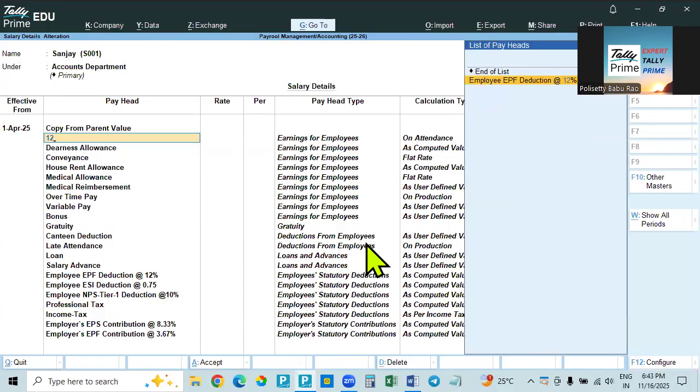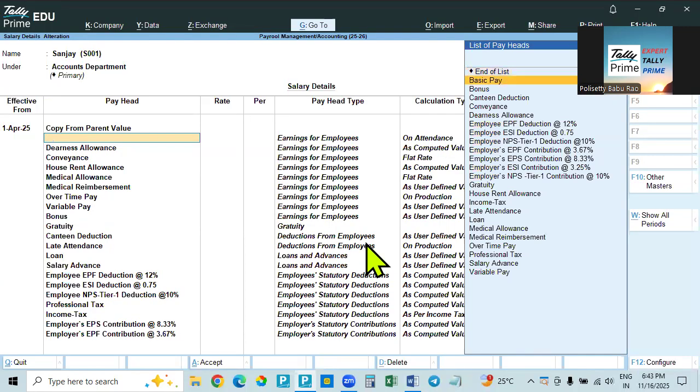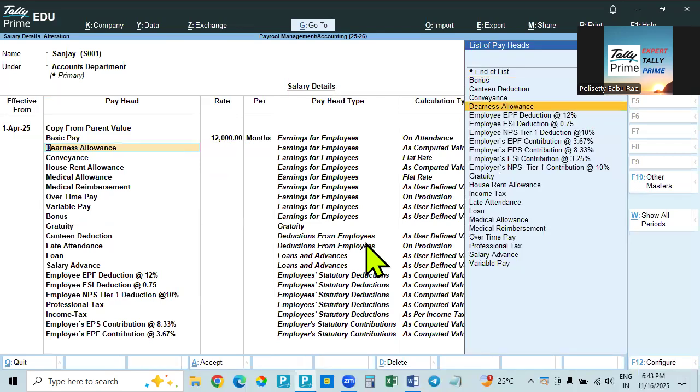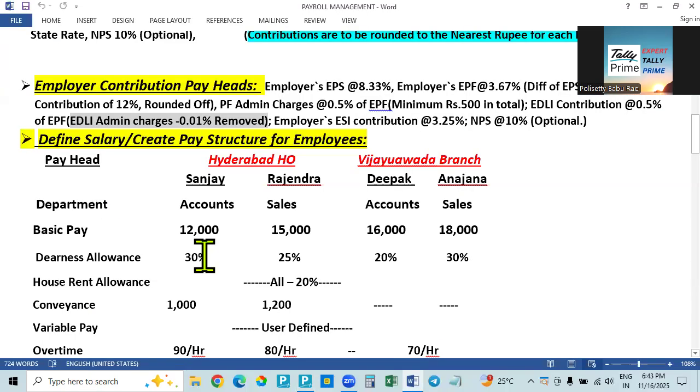Basic pay is 12,000 rupees. Then come down. Already copied, they are also showing. Then house rent allowance on this is 30%, 25%, 20%, 30%. That is why in the pay head, we have not given the percentage, we have given zero.